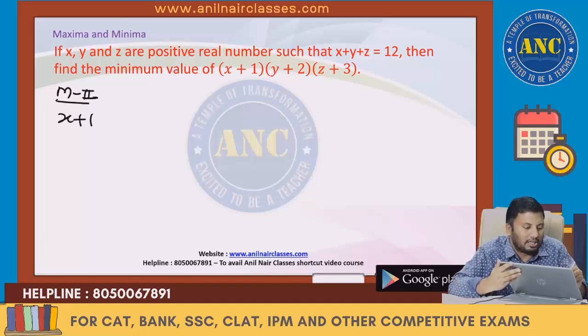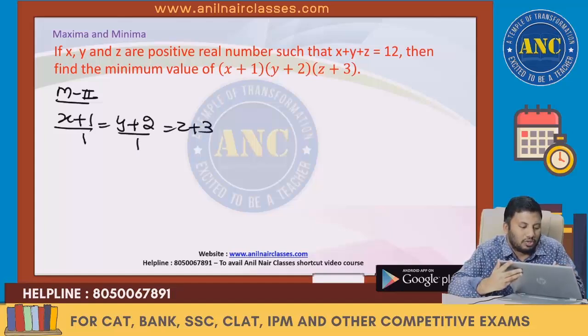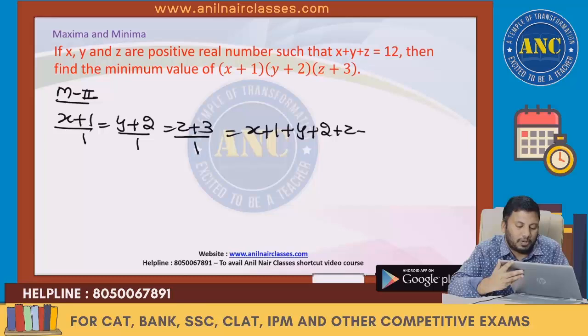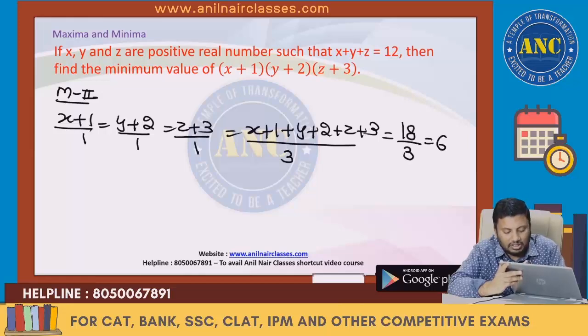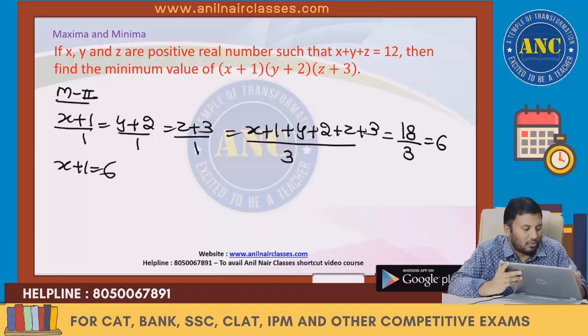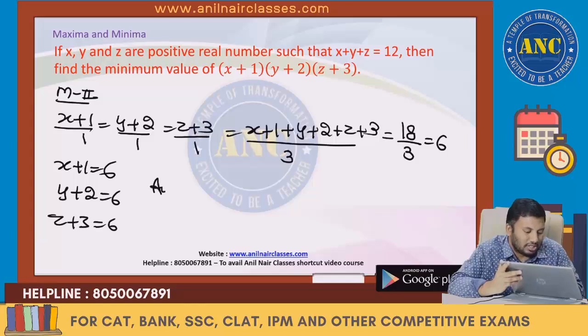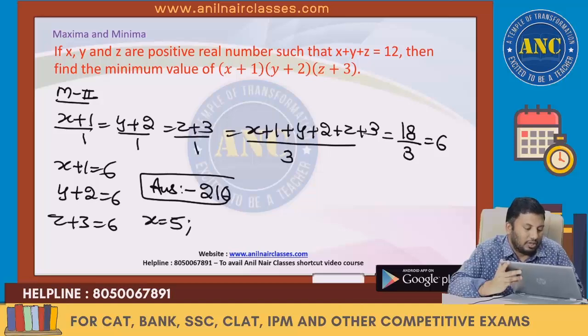Method 2. I can write it as (x plus 1) by 1 equivalent to (y plus 2) by 1 equivalent to (z plus 3) by 1. This will become (x plus 1 plus y plus 2 plus z plus 3) divided by (1 plus 1 plus 1), which is 3. So x plus y plus z is 12, 12 plus 6 is 18, 18 by 3 is 6. So x plus 1 is 6, y plus 2 is 6 and z plus 3 is 6. So the answer is 6 into 6 into 6, 216. At what values? X is 5, y is 4 and z is 3.